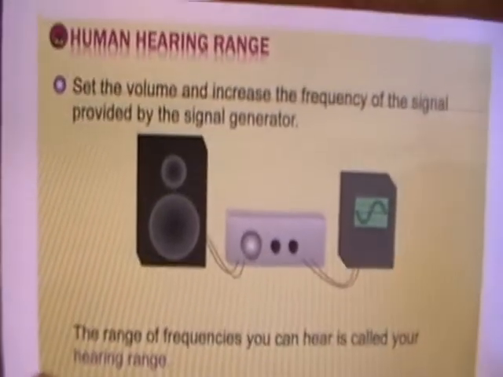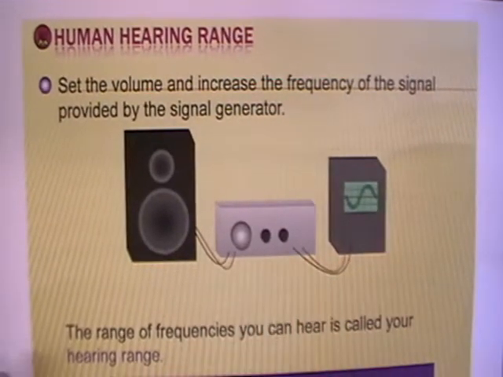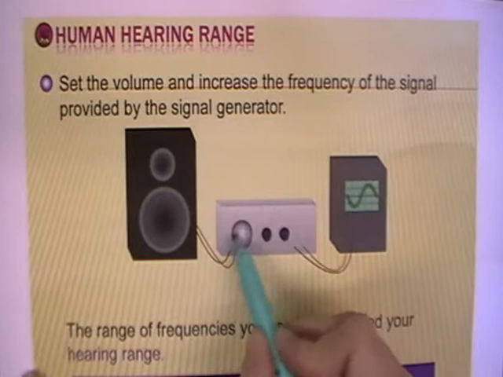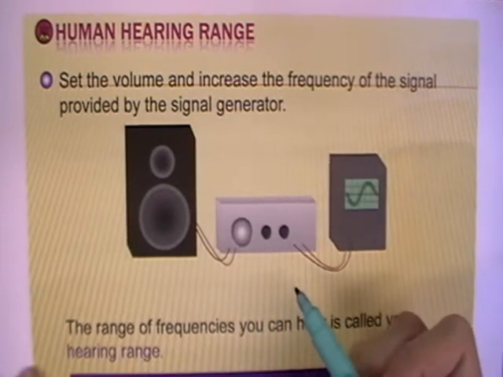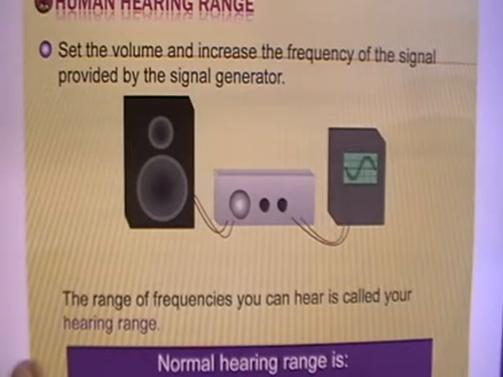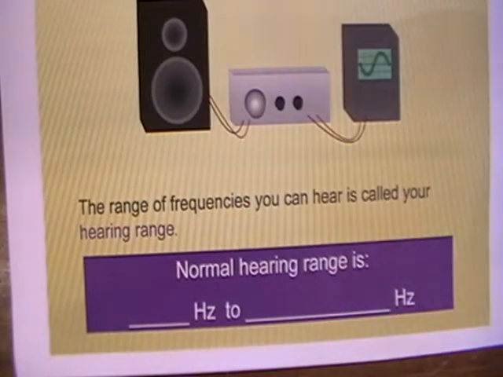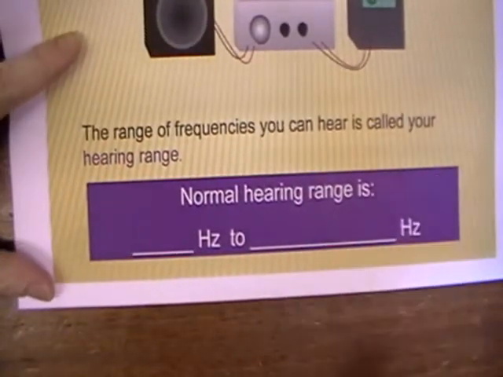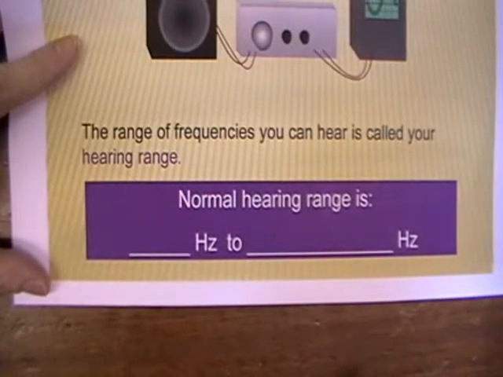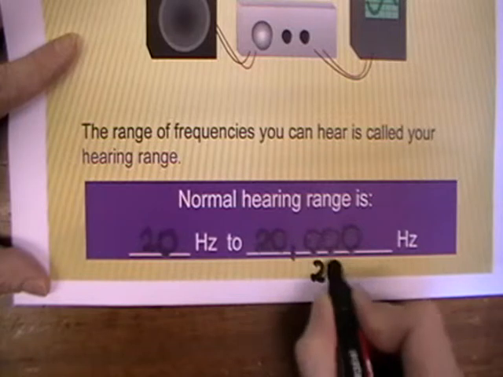So we then did an experiment to look at the human hearing range. We set the volume and kept it at a constant value on our signal generator, and we started to increase the frequency. You were able to detect when you first heard a sound, and then you heard the sounds for a long time, and then eventually you couldn't hear the sound anymore, even though we kept turning up the frequency. So the range of frequencies you can hear is called your normal hearing range. The normal hearing range of a person who hasn't got defective hearing is from 20 hertz up to 20,000, and sometimes we write 20 kilohertz.